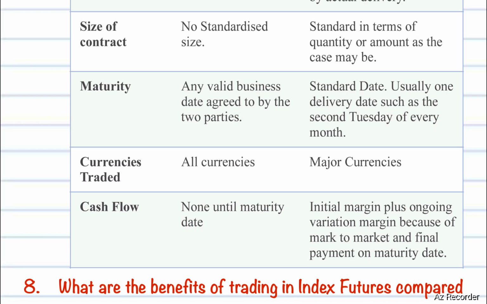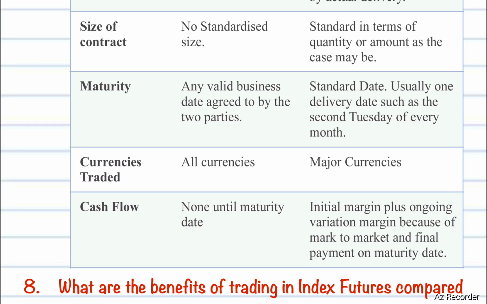In case of forward contracts, any valid business date agreed to by the two parties will be the settlement date. In case of a futures contract, there will be a standard date, usually one delivery date, such as the second Tuesday of every month. In case of forward contracts, all currencies are traded. In case of futures contracts, major currencies are traded.